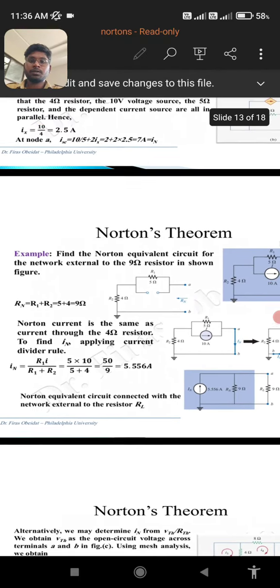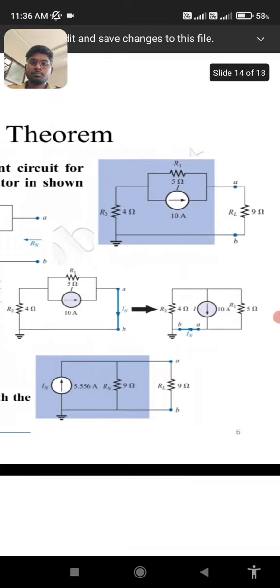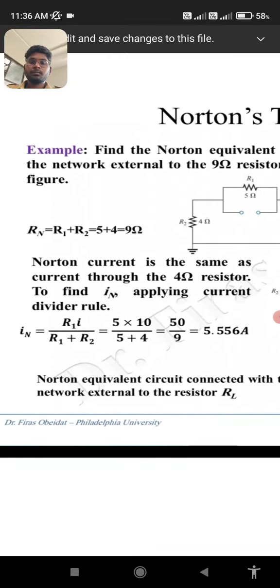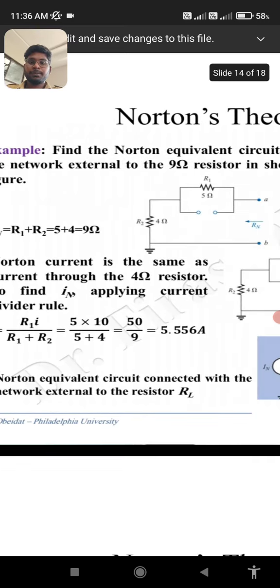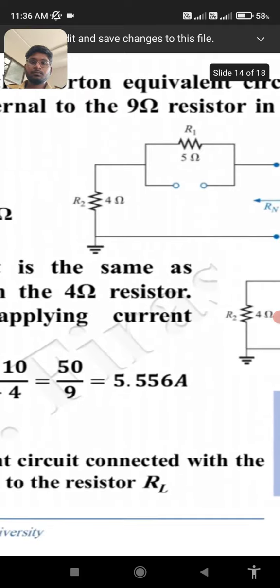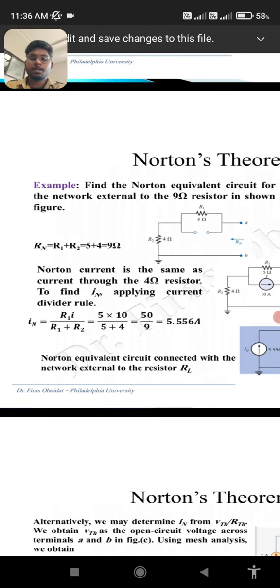Another example: find the Norton's equivalent circuit for the network external to the 9 ohm resistor shown in the figure. Rn is equal to R1 plus R2 is equal to 5 plus 4 is equal to 9 ohms. Norton current is the same as current through the 4 ohm resistor.